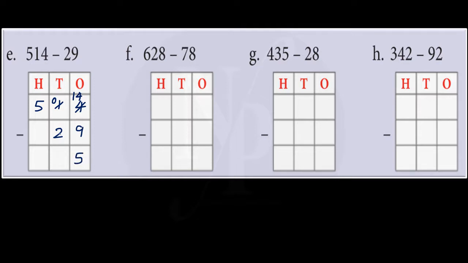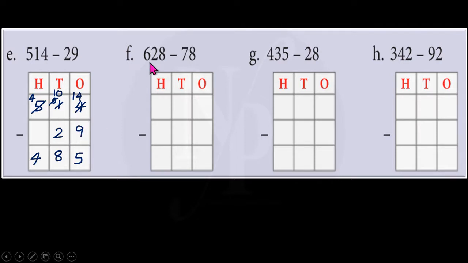Here to subtract 2 tens from 0 is not possible. So we make this 5 hundreds as 4 hundreds here. And now this becomes 10 tens. Subtracting 2 tens from 10 tens, we get 8 tens as a difference. And here we are left with 4 hundreds. Therefore, 485 is the difference of 514 and 29.